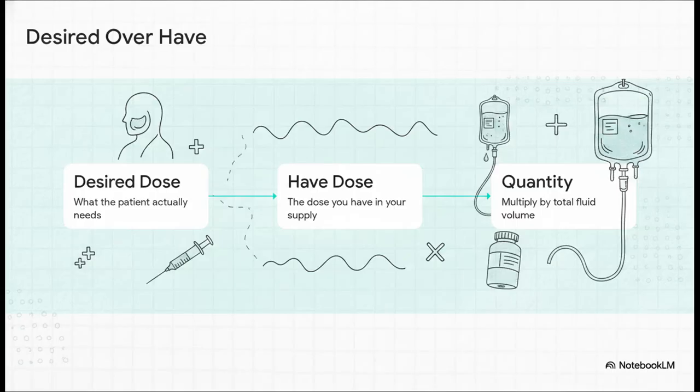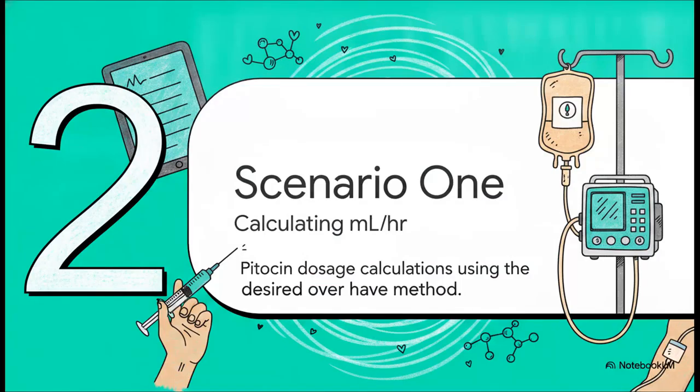So let's break down the desired over have formula itself. This is basically our master key for solving these problems, and it's a beautifully simple structure. Step 1, grab your desired dose. That's what the patient actually needs. Step 2, divide it by your have dose, which is the amount sitting right there in your supply bag. And finally, step 3, just multiply that result by your quantity, meaning your total fluid volume. Desired divided by have times quantity. Simple, right?